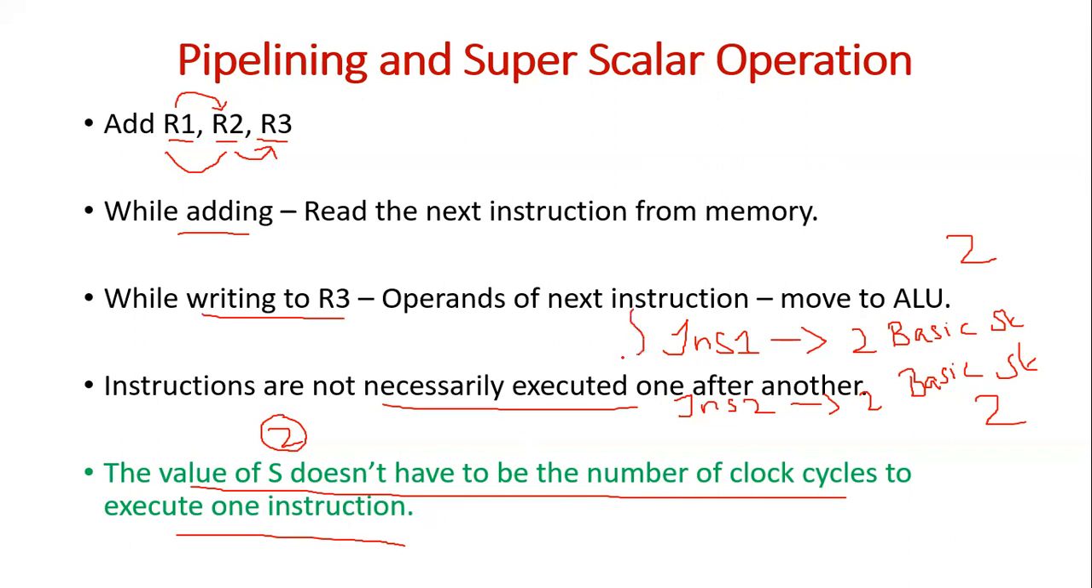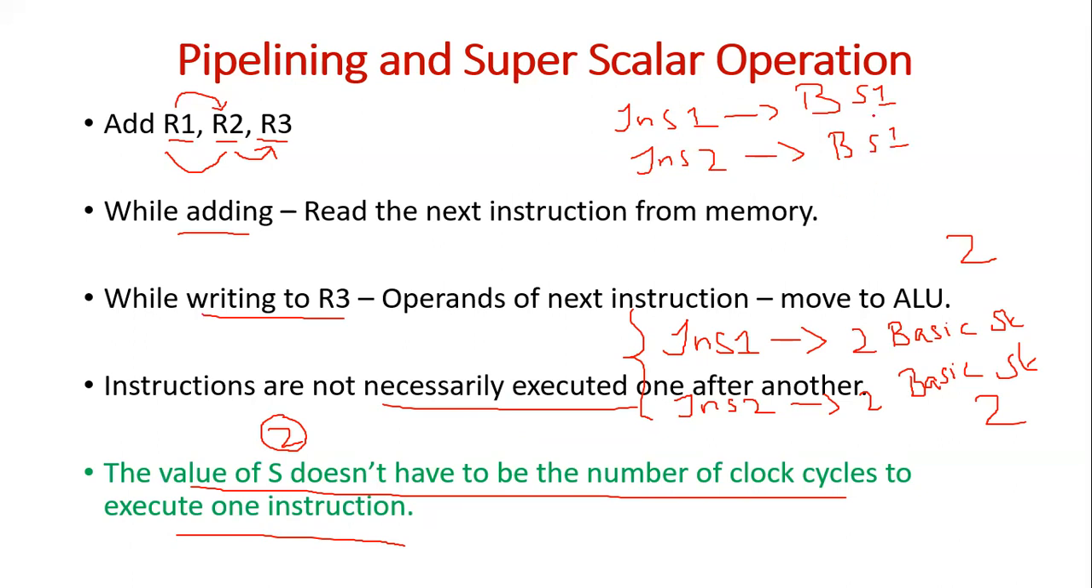But assume the processor supports pipelining. As it is supporting pipelining, when instruction one is performing basic step one, BS one of instruction one, during the same time the processor may also execute basic step one of instruction two. Now what happens?